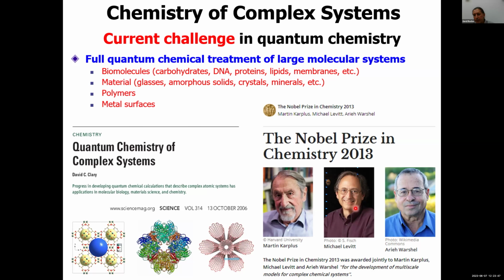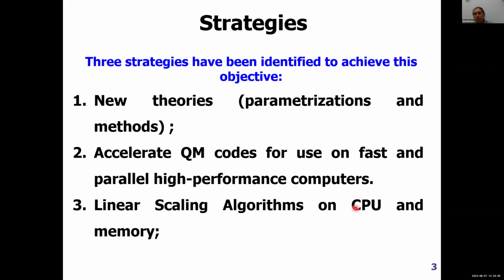when they introduced, a long time ago, hybrid methods like QM/MM to model complex molecular systems. And now some researchers have identified some strategies to solve this type of problem, including the proposition of new theories, including new parameterization and new methods like DFTB, or parameterization coupled with machine learning, as the last speaker talked here.